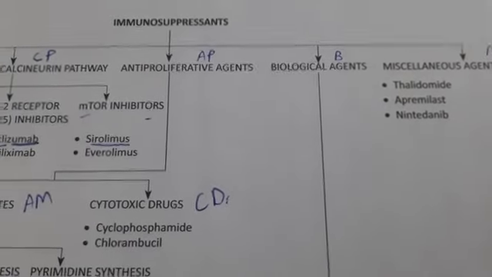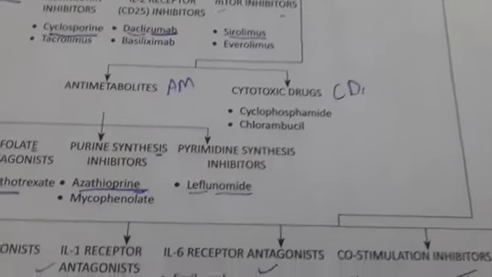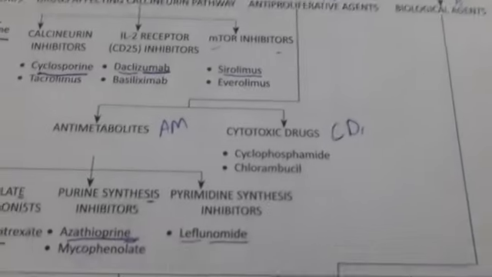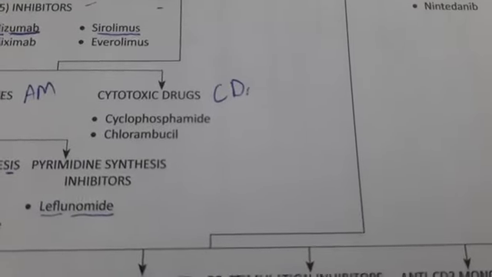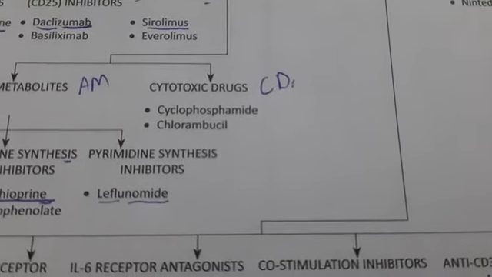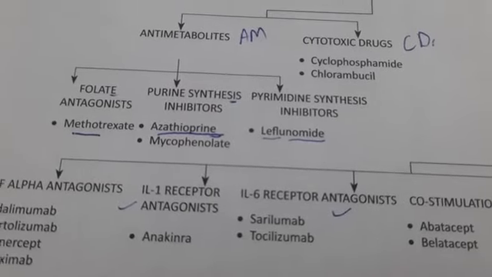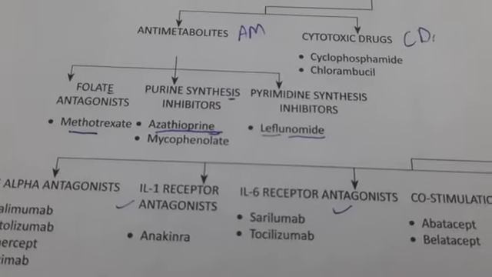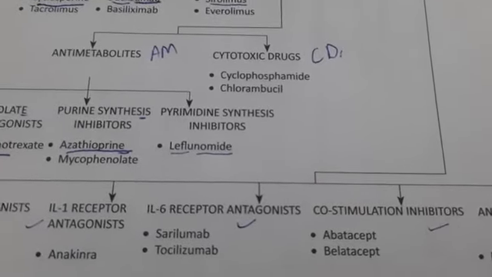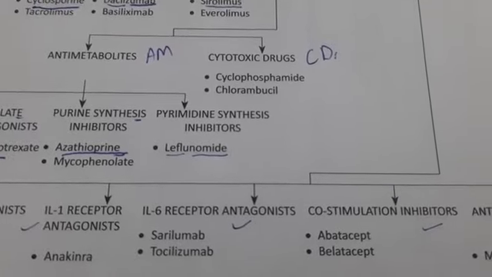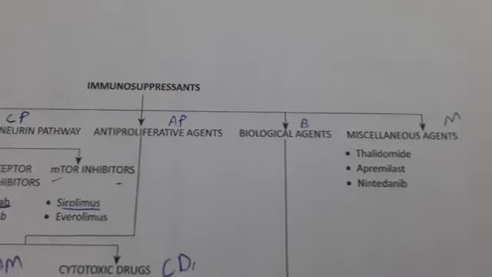Now, anti-proliferative agents under the category of immunosuppressants. These anti-proliferative agents include antimetabolites and cytotoxic drugs. Cytotoxic drugs are cyclophosphamide and chlorambucil, and antimetabolites further have a folate antagonist, methotrexate; purine synthesis inhibitor, azathioprine; and pyrimidine synthesis inhibitor, leflunomide. Okay, these were anti-proliferative agents under the immunosuppressants.